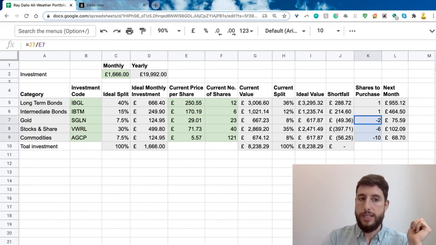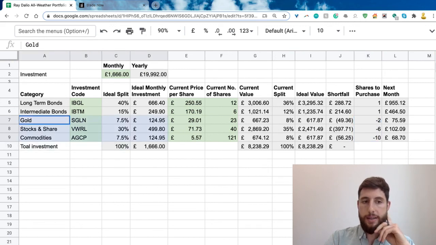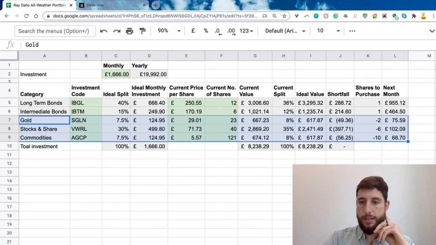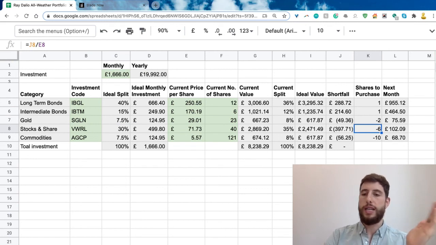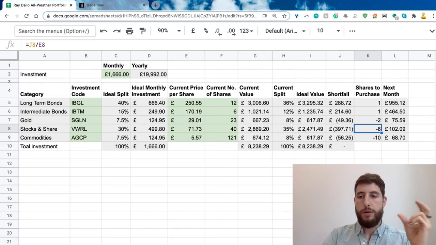Now you could sell a number of shares in these three areas to get it back to the balance, because we've currently got too much here. Stocks and shares, we've got 35%. The ideal split is 30%. We could sell some shares, but generally speaking, you don't really want to sell, because every time you make a trade, you're losing money because there's a spread.